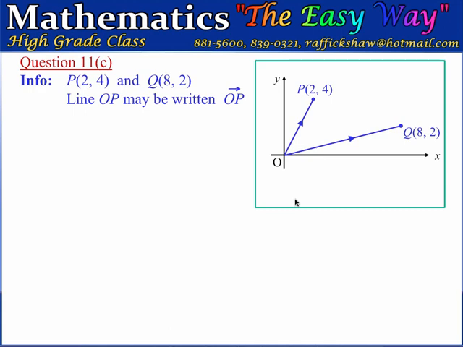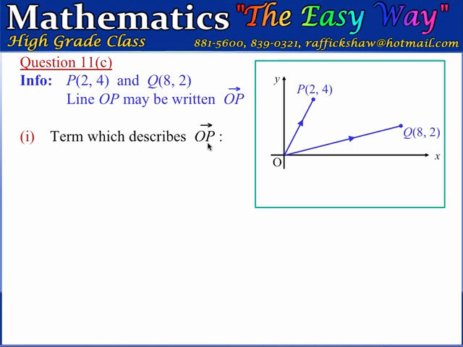Now in question 11c, we are given this vector diagram, and it shows the vector from O to P such that P is a point (2, 4), and also it shows the vector from O to Q, where Q is a point (A, 2). And we are told that the line OP may be written as this vector OP. And the first part wants us to state the term which is used to describe this vector OP.